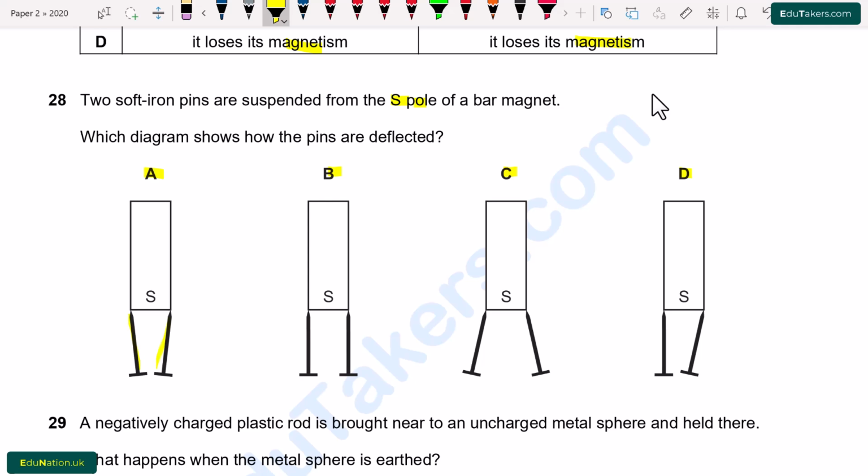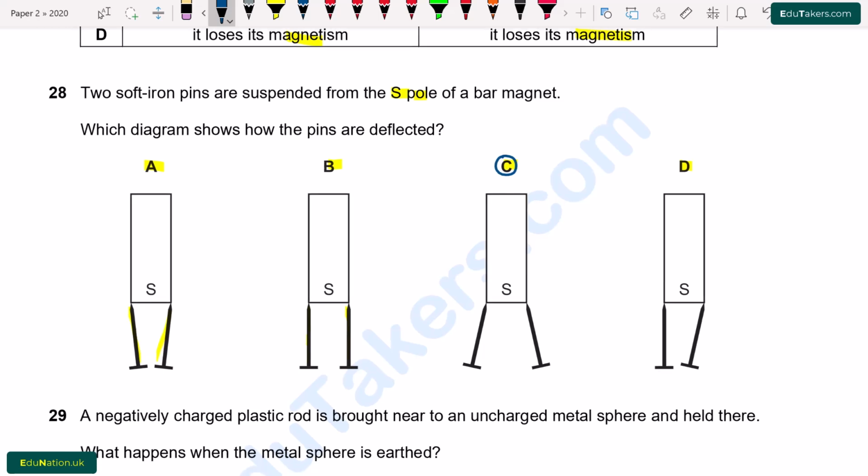In the option B, the pins are straight, there is no deflection. Here is option C, which is correct, which shows the deflection because both of pins are displaced. And in the option D, only one pin is displaced while the other is straight. So option D is also incorrect.